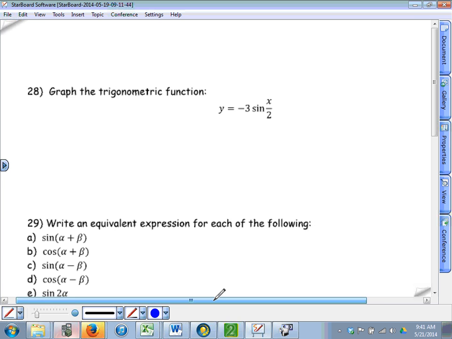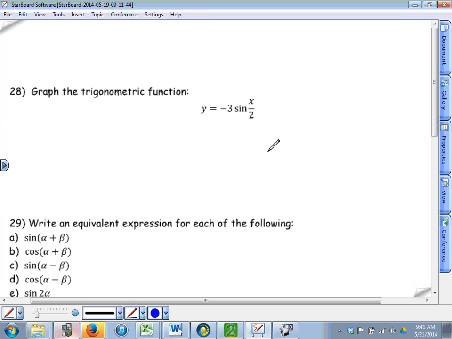Okay, graphing the trig function. First of all, the sine. There's 2 things you need to know to graph sine or cosine for that matter. Amplitude, period. Good. We need amplitude and we need the period. What's the amplitude? 3. The amplitude is 3, you guys. The minus sign doesn't affect the amplitude. What does the minus sign do?